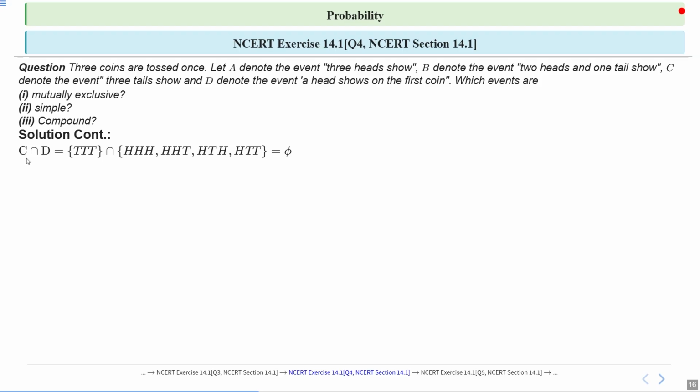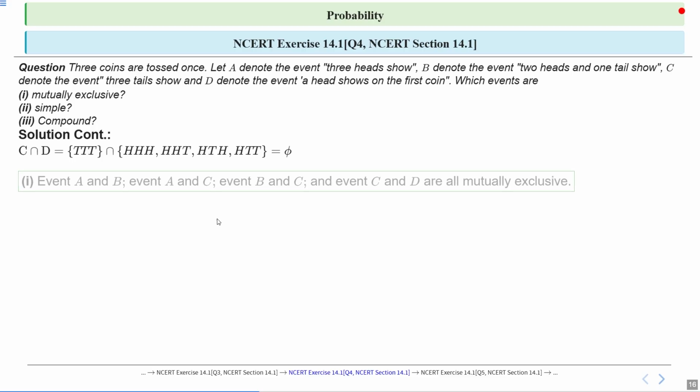So now C intersection D is basically the empty set. There is no common point in C and D. So C intersection D is empty set. Here you can see events A and B, events A and C, events B and C, and even C and D are all mutually exclusive, since A intersection B is empty. So A and B are disjoint sets.